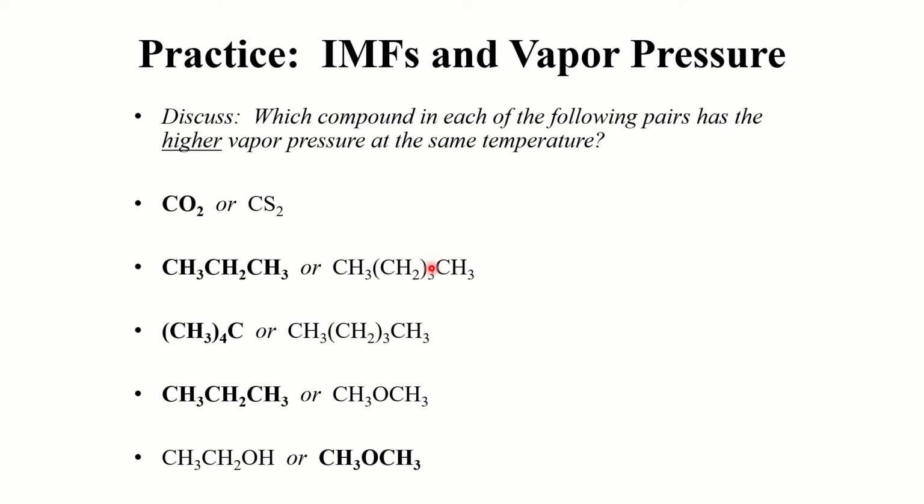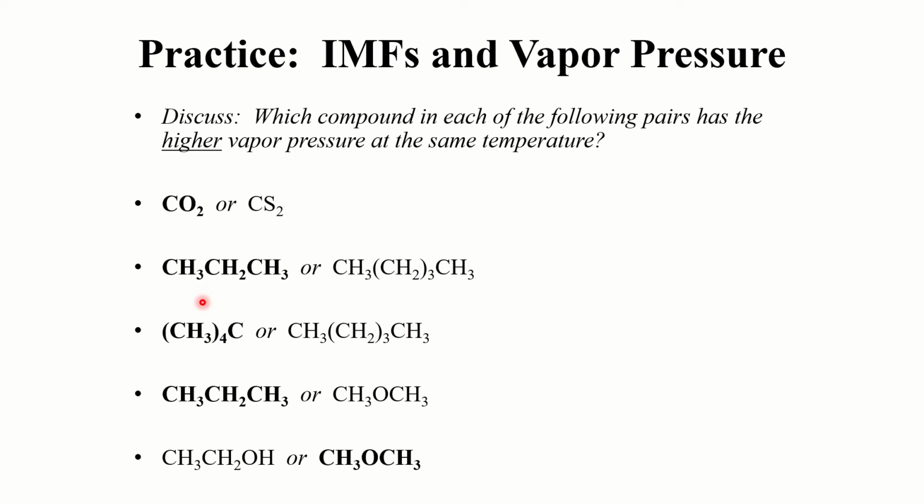A similar answer or similar reasoning applies to the second question. Both of these have carbons and hydrogens only, so they're both nonpolar. So the smaller molecule, the one with the smaller molar mass, is going to have the weaker dispersion forces and then the higher vapor pressure.